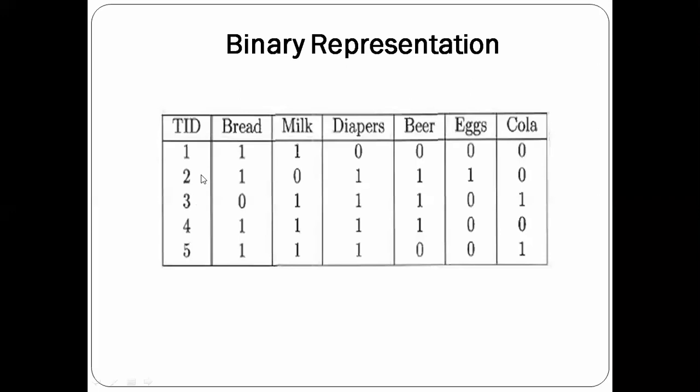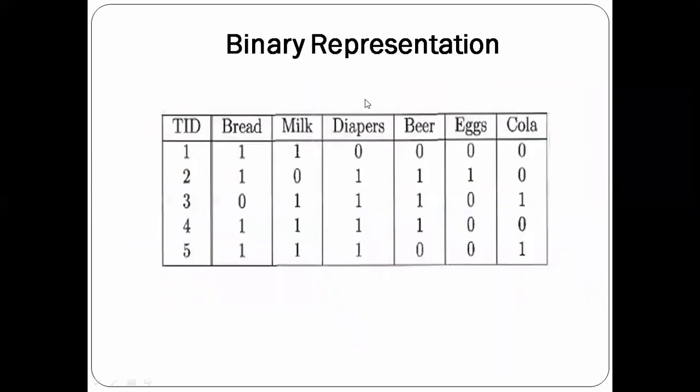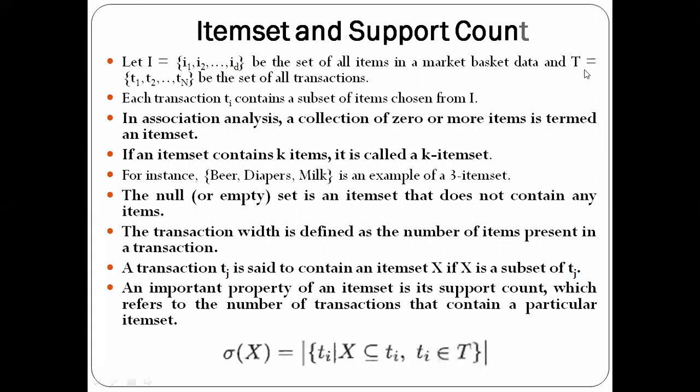If you come to this example, the total number of transactions here is 5: 1, 2, 3, 4, 5. So T1, T2, T3, T4, T5. In total, we have 5 transactions in this table. In the general notation, we have considered n transactions: T1, T2, up to Tn.